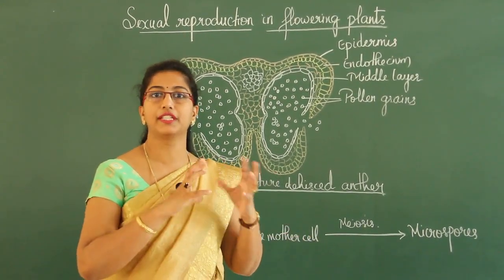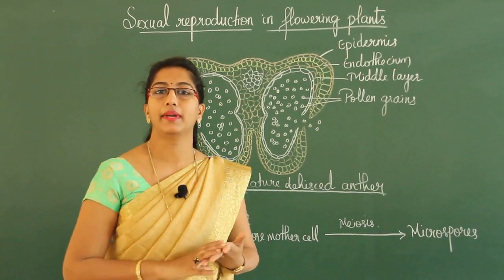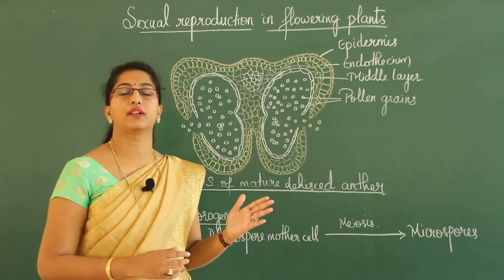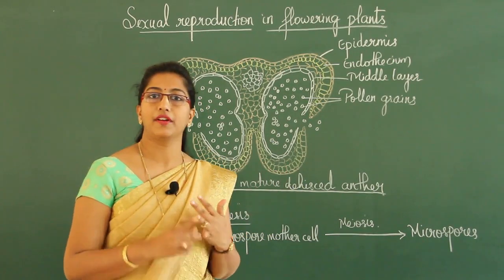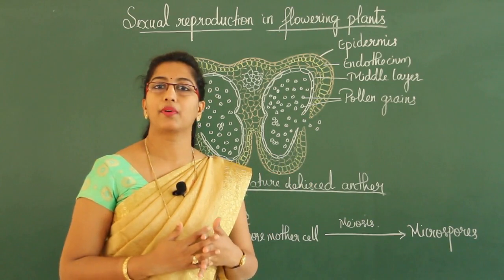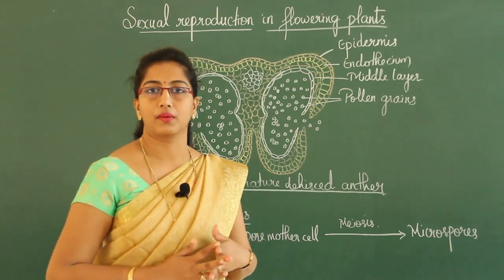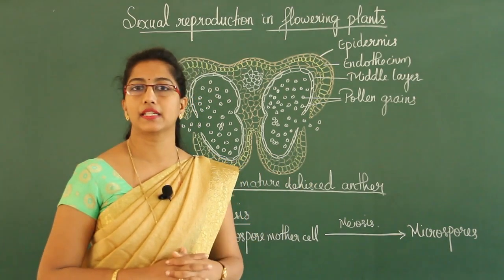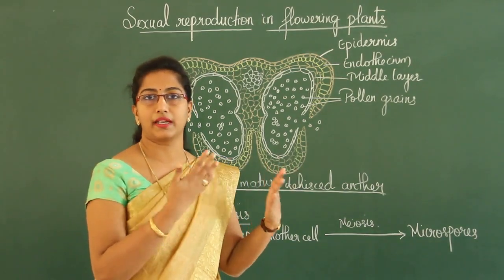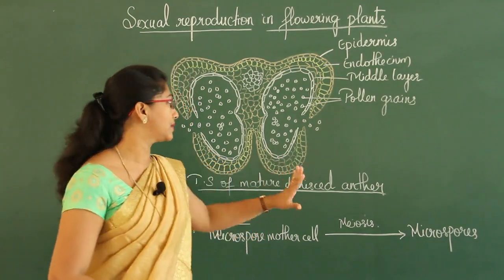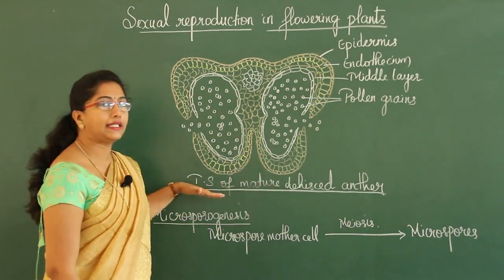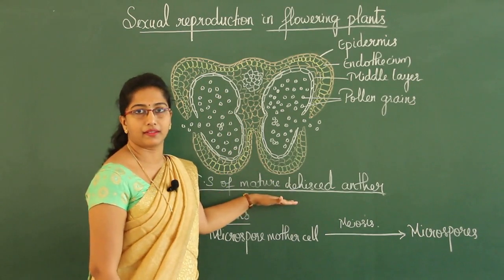There is a lot of difference between young anther and mature anther. There are so many changes which have happened. So today we are going to study about TS of mature anther. This also is a probable 5 marks question, the diagram of TS of mature anther. The layers and all the names, I hope you can remember, it's the same. So just have a look at the diagram here. This is the structure of TS of mature anther.